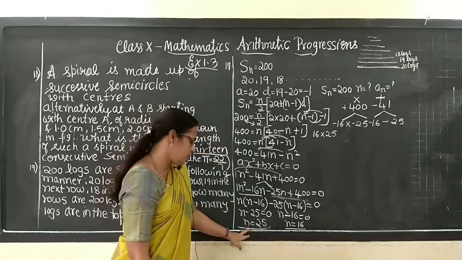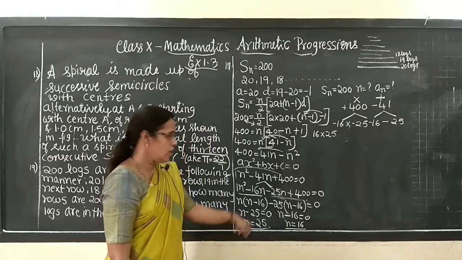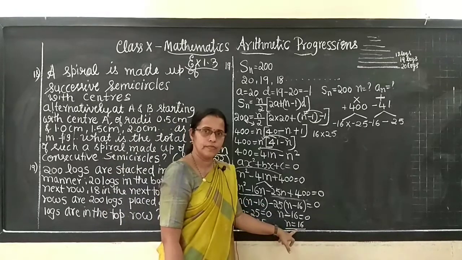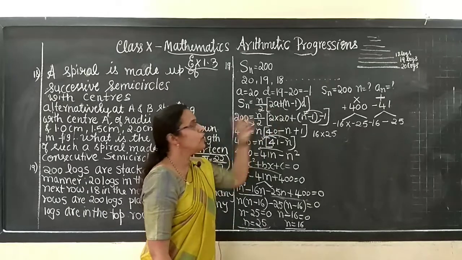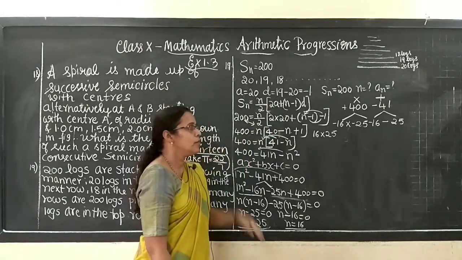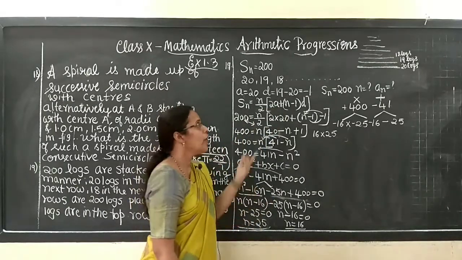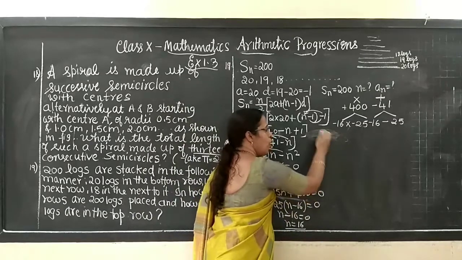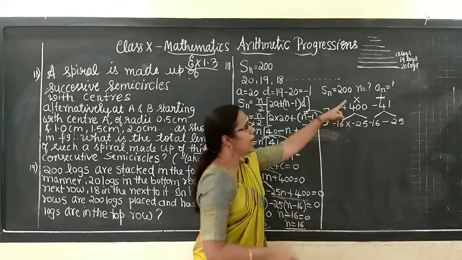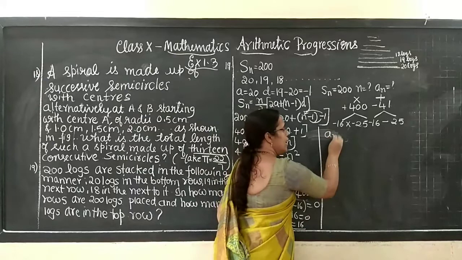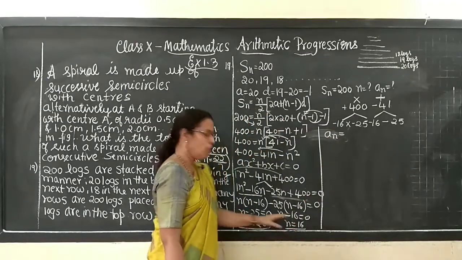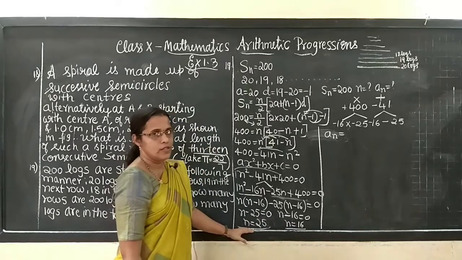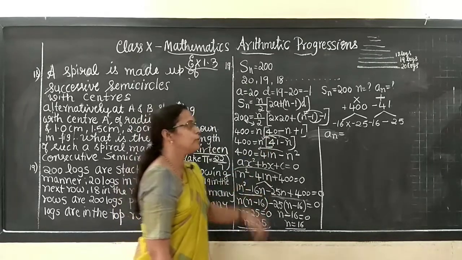What are the number of rows there? 25 rows or 16 rows? Let us see. So we got two answers for n. Now which is the correct answer? To check, you have to find the value of an. So what is the an formula? Either 16 rows are there or 25 rows are there, so to check which is correct, you have to put that here.